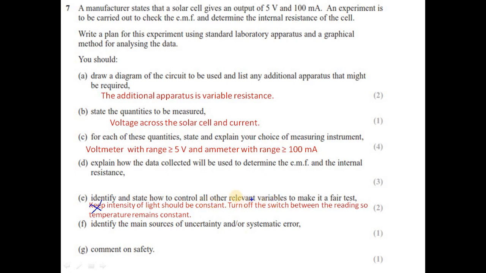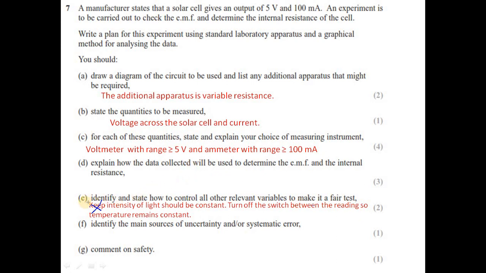The other relevant variable is the intensity of the light, because we are studying the change in voltage and current. If the intensity does not remain constant, then the variation of the voltage and the current might be due to the intensity of the light, not due to the change in voltage. So in order to do a fair test, the intensity of the light should be constant, and we make sure that the temperature also remains constant, so we can turn off the switch between noting down our readings.